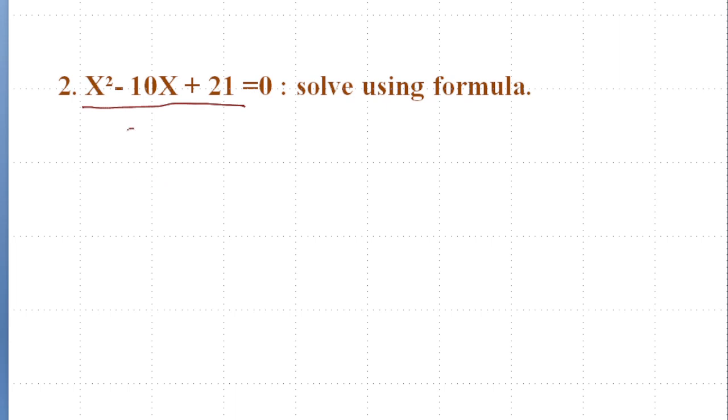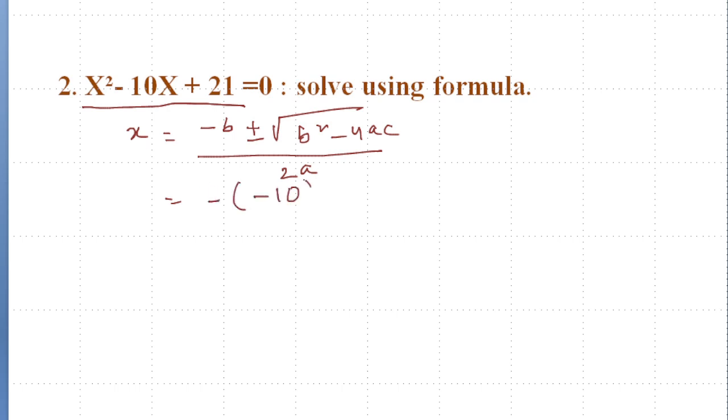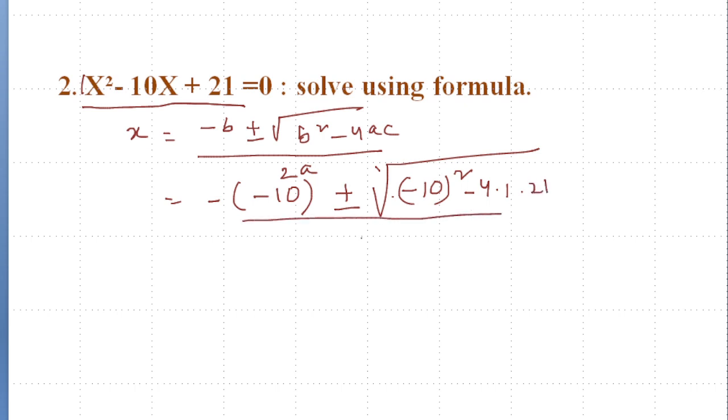Now put in the formula: x equals minus b plus or minus square root of b square minus 4ac, by 2a. So now minus b is minus of minus 10, plus or minus square root of minus 10 square minus 4 into a. What is a? Here nothing is written, which means, as I already told you, it is 1. So it is 1 into c, which is 21, by 2 into 1.